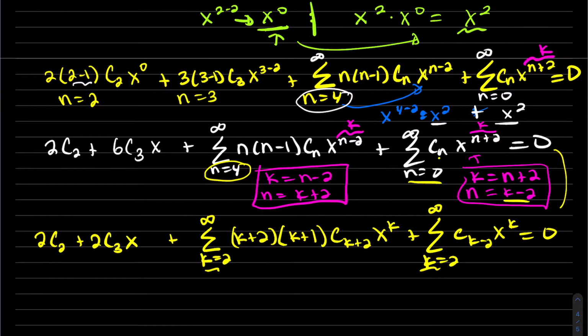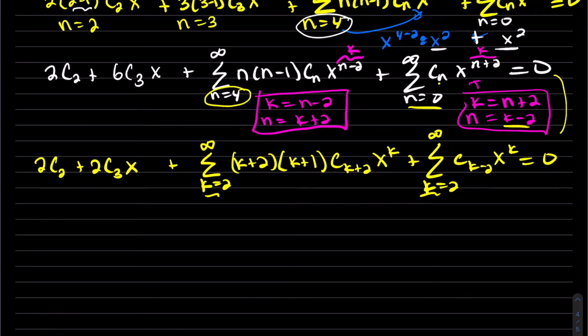So now we're ready to add. So let's add these two series. We do see we have this in common, but that's about it. We're going to factor that out. And inside, we're going to add this plus that and factor the x to the k.